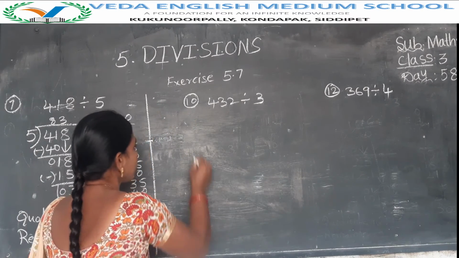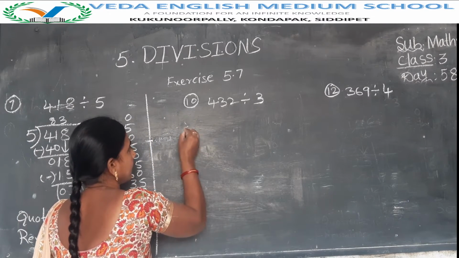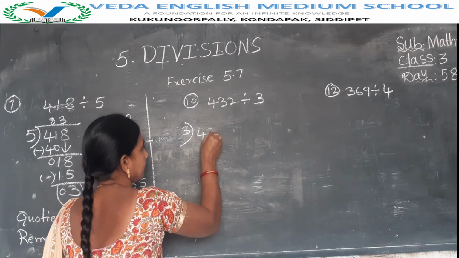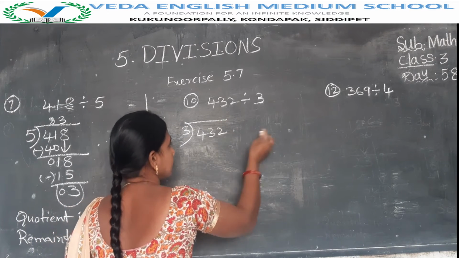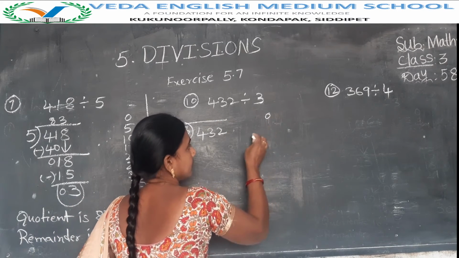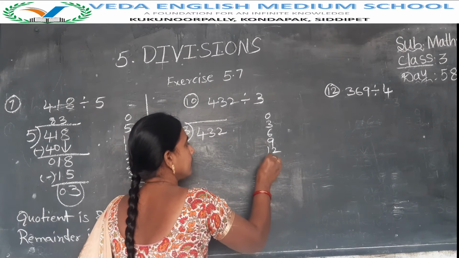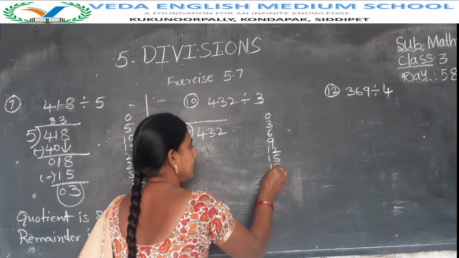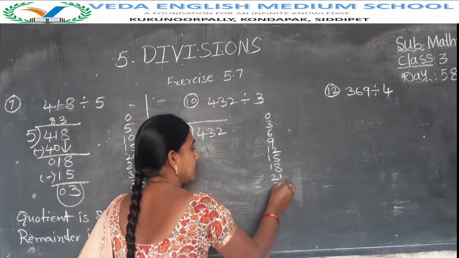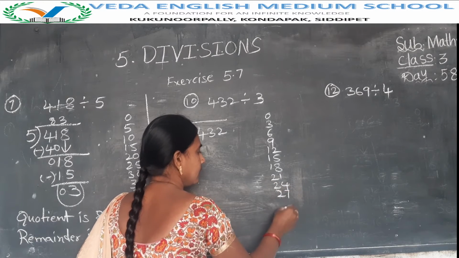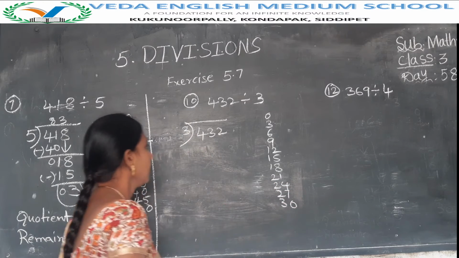Next the 10th one. The divisor is 3. 432 is the dividend. So now write the 3 table here. 3 zeros are 0. 3 ones are 3. 3 twos are 6. 3 threes are 9. 3 fours are 12. 3 fives are 15. 3 sixes are 18. 3 sevens are 21. 3 eights are 24. 3 nines are 27. 3 tens are 30. Okay.